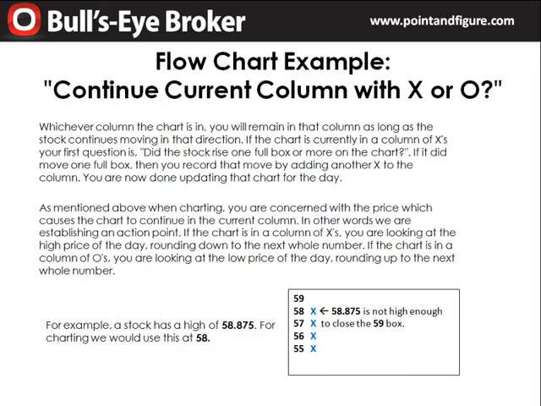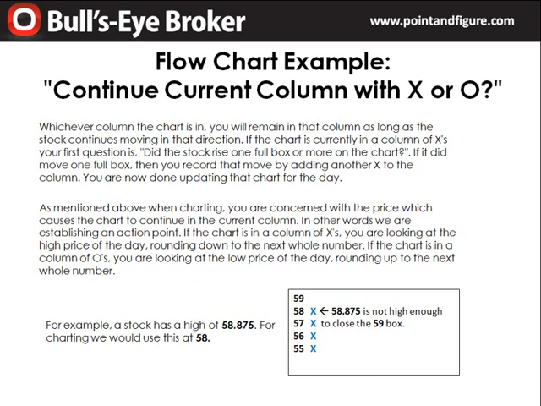Does the price action continue the current column with an X or an O? Whichever column the chart is in, you remain in that column as long as the stock continues moving in that direction. This is what makes point and figure charts very valuable tools in identifying trends. If the chart is currently in a column of X's, your first question is, did the stock rise 1 full box or more in the chart? If it did move 1 full box, then you record that move by adding another X to the column. You're now done updating that chart for the day.